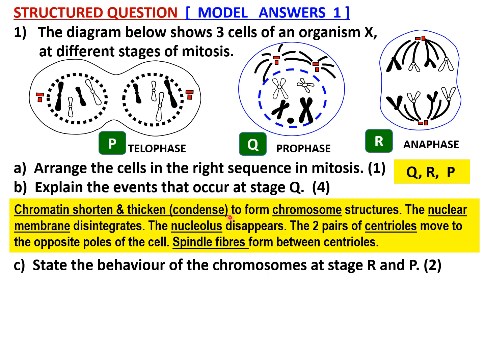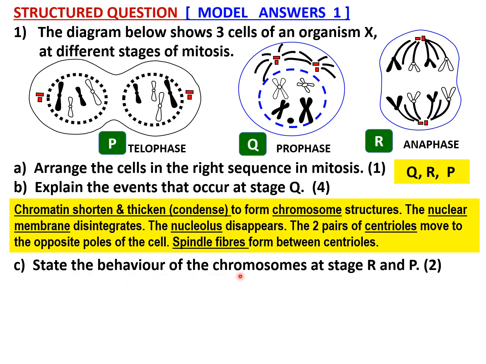Chromatin shorten and thicken to form chromosome structures here. Nuclear membrane disintegrates. Nucleolus disappears. 2 pairs of centrioles move to opposite poles of the cell, and the spindle fibers start to form between the centrioles. So each sentence is 1 mark, and you can write more than 4, so that in case one of it is not correct, you will still have other answers that can help you to obtain the full marks. Okay, so there are 1, 2, 3, 4, 5 events that happen are written here.